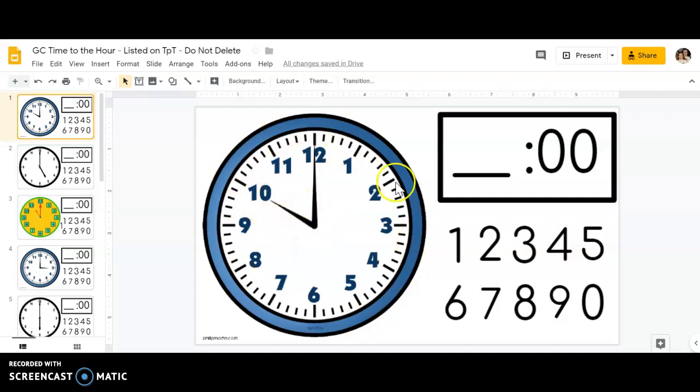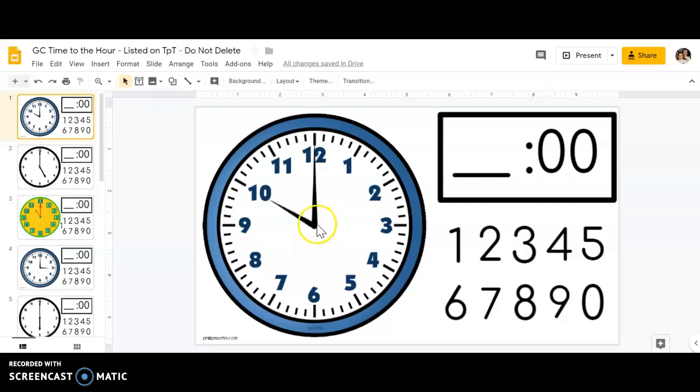Now, when I tell time to the o'clock, your minute hand is going to be pointing straight up to that 12. That means your minutes, which come after your colon, are 0, 0. That means o'clock. O'clock means of the clock. For your hour hand, it's pointing straight to the number that is the hour.